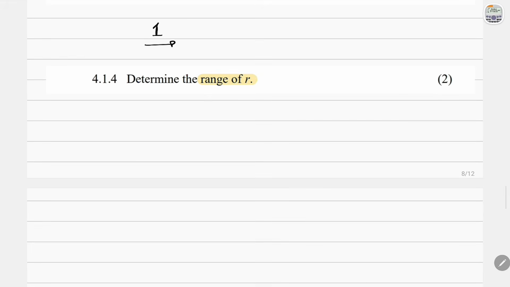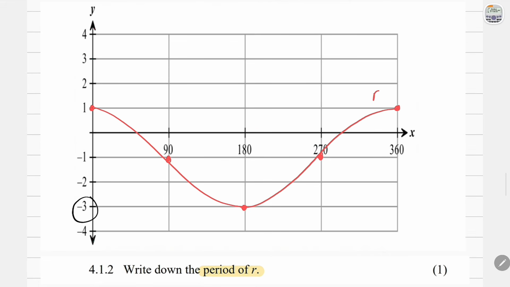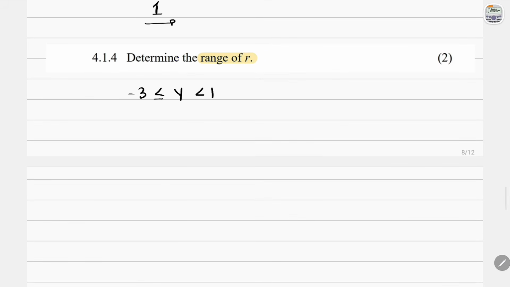So we can just tell them that the range of the graph is where y is greater than or equal to -3 but less than 1. Okay, all values greater than or equal to -3 but nothing more than 1. And you can also of course write this in interval notation, which looks like this.